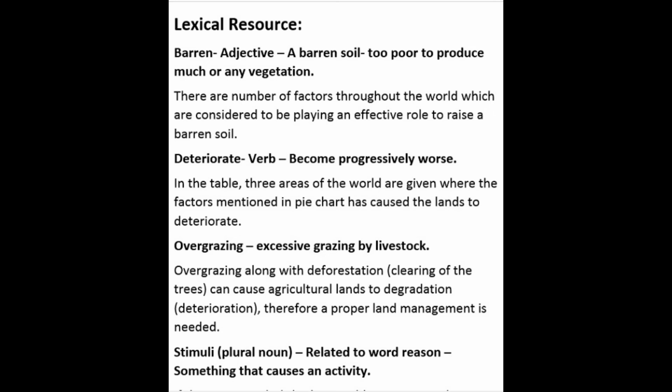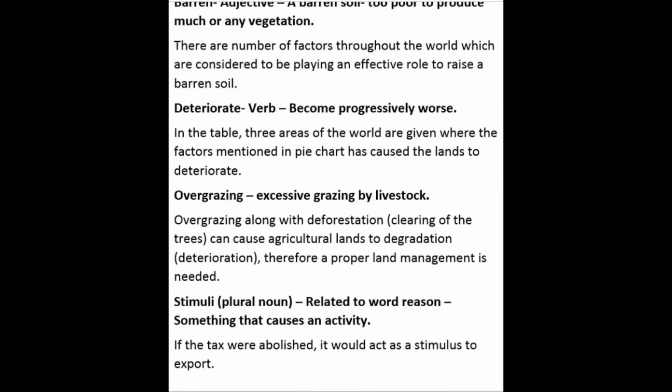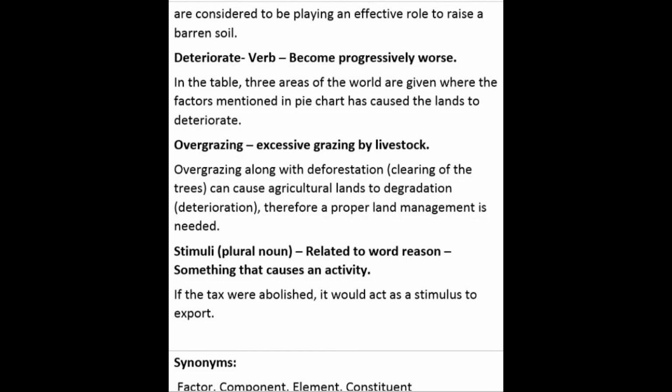There are a number of factors throughout the world which are considered to be playing an effective role to raise a barren soil. So this is the sentence, and our next word is deteriorate, and it's a verb, and the meaning of this word is become progressively worse. The sentence I made for this word is like that: in the table, 3 areas of the world are given where the factors mentioned in the pie chart have caused the lands to deteriorate. So I just drew some information from the same diagrams to make my sentence.